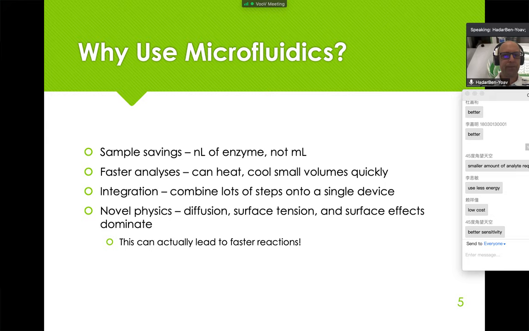Faster analysis. We can heat or cool a small volume very quickly, so we can control better. We don't have to wait for a beaker to start heating and not get a homogeneous heating or cooling. Integration. We can use the microfluidics to connect between different parts of the lab on a chip, so we can integrate multiple functions on the lab on a chip. In the microscale, we also have novel physics. We'll see how diffusion is affected in the microscale, and surface tension and surface effects become more dominant. And in the end, we can actually reach much faster reactions.